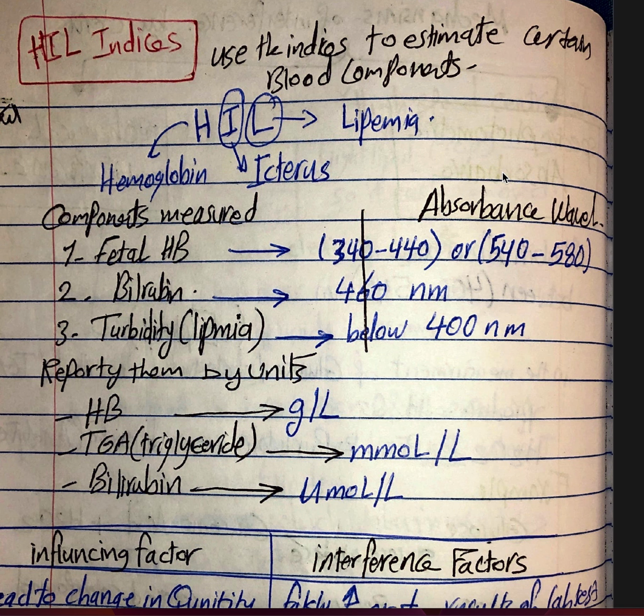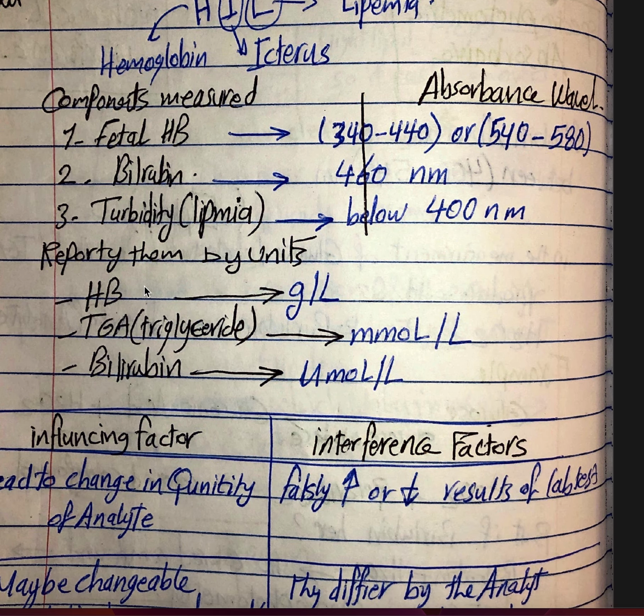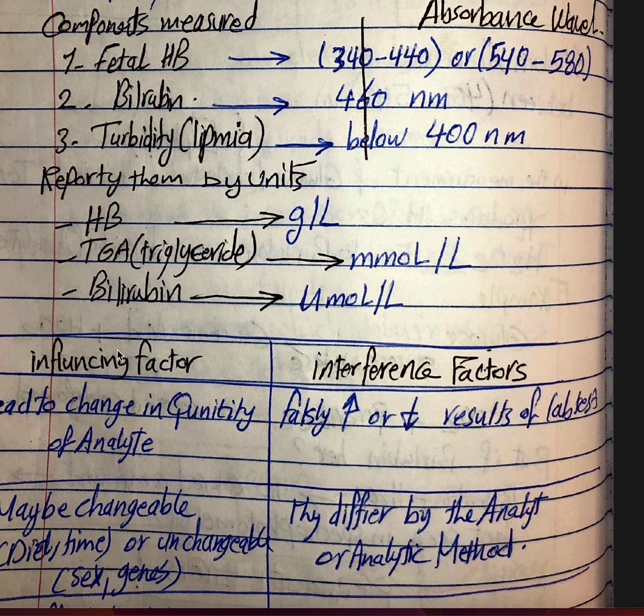Absorbance level, so we have many absorbance for the hemoglobin, but I will take 540 to 580. Bilirubin, we said before, is from 400 to 540. And the lipid will be from 300 to 700. The units of these: hemoglobin gram per deciliter, triglyceride millimole per liter, bilirubin micromole per liter.